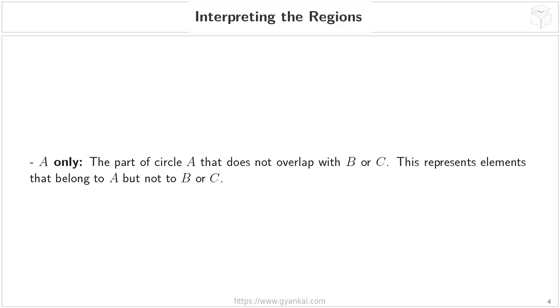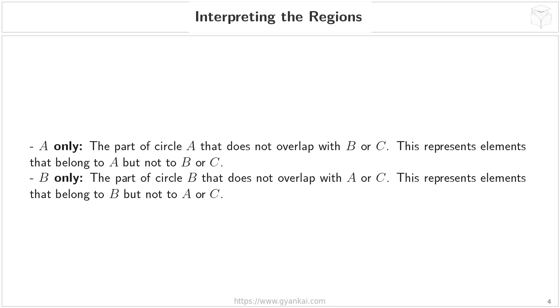Interpreting the regions. Let's start with A only. This refers to the portion of the circle representing set A that doesn't overlap with either set B or set C. So, this section holds all the elements that are in A, but are not in B and are not in C. Think of it as the unique members of set A.